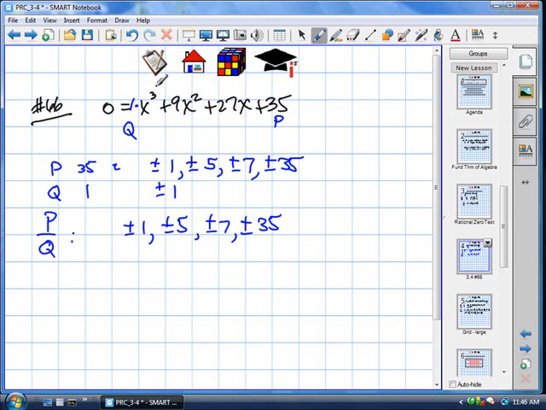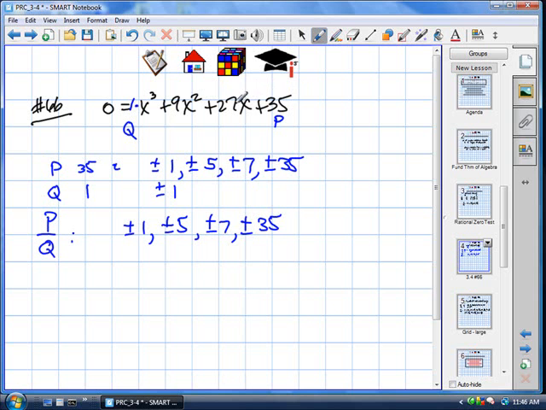1's pretty easy. 1 cubed is what? 1, and then here we're going to have 9, and 1 plus 9 is 10, and 10 plus 27 is 37, and 37 plus 35, it's sure not 0, right? So what does that mean? 1 is not a solution.